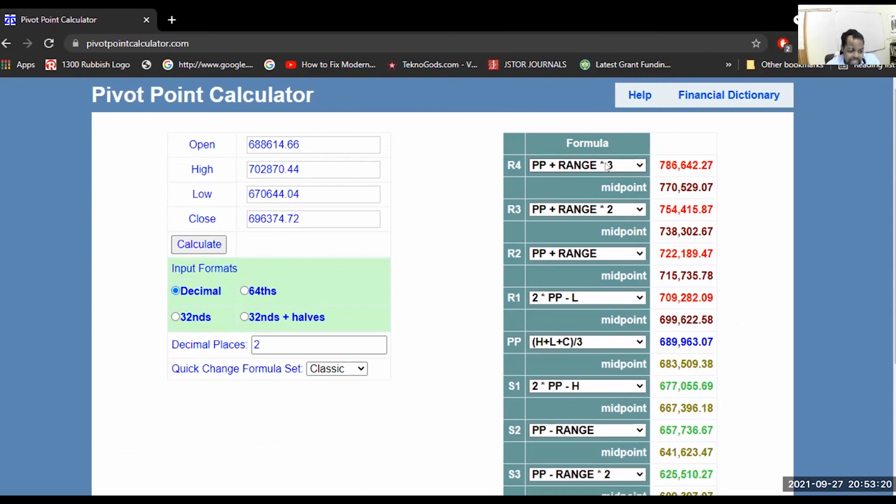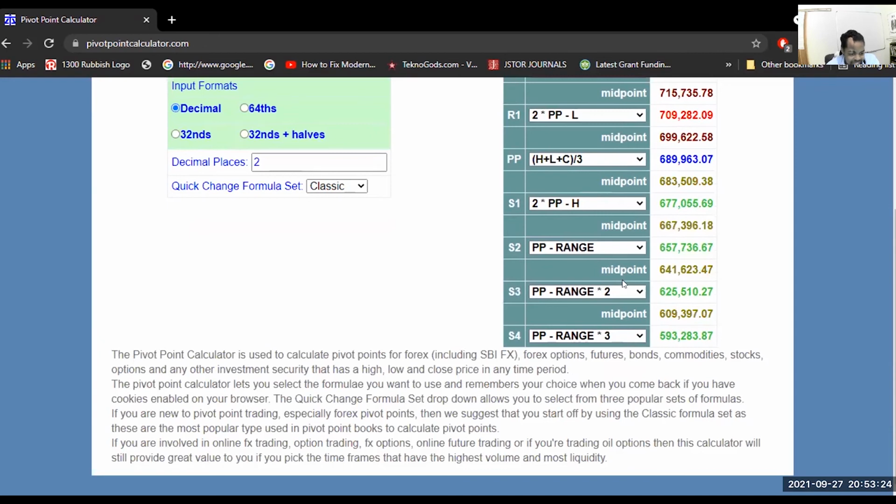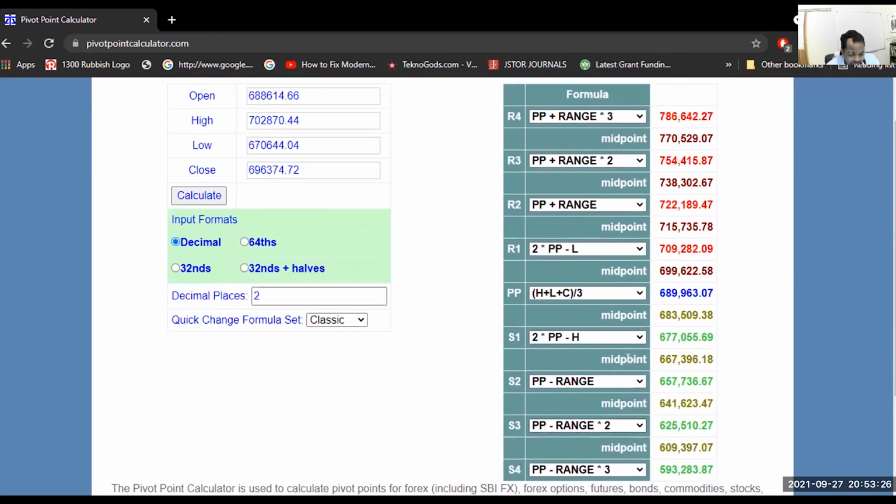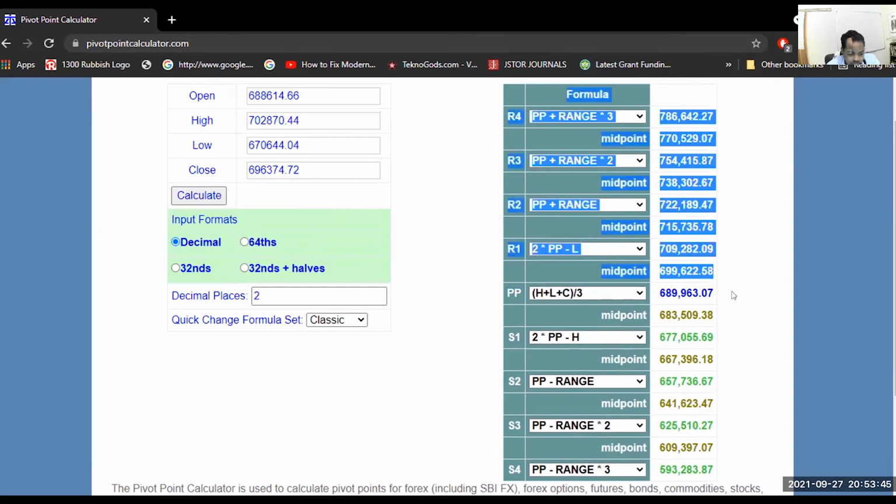So I'm gonna take these levels right now, but this is not the simplest to read. I mean, I don't even understand half the stuff here. Hey, well, what does PP stand for? Pivot point. Then R1 resistance. Resistance 1, resistance 2, resistance 3, resistance 4. Support 1, support 2, support 3, support 4. There's the pivot point. This is what I'm looking for, this blue number there.